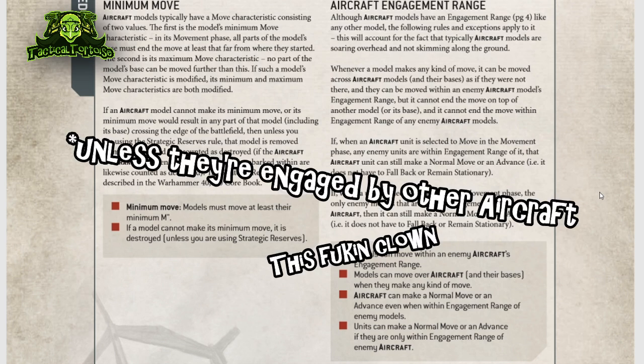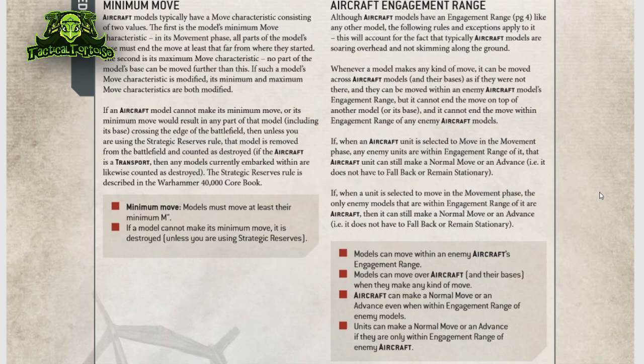This is a big deal because flying units no longer ignore the fallback penalty. Only Titanic units will. So aircraft back in the day would just declare a fallback and it wouldn't do anything to them. But now they just don't need to fall back unless there's an aircraft somehow that can engage them, which seems a little hard to me, but we'll see how it goes.